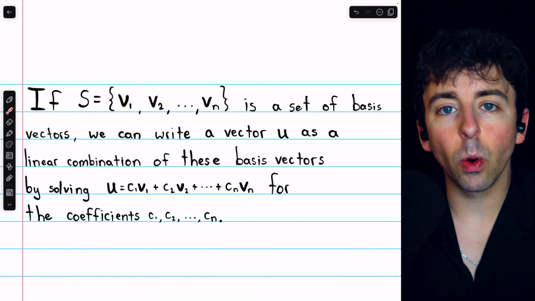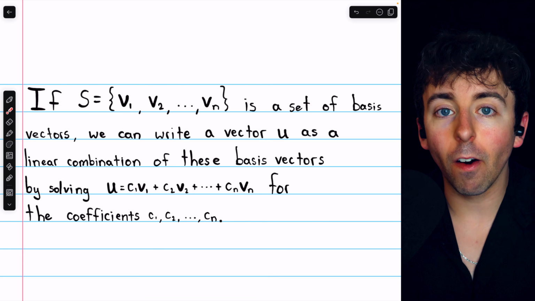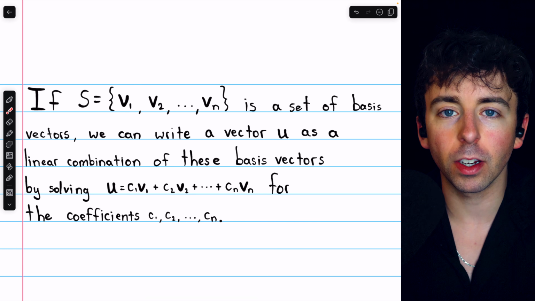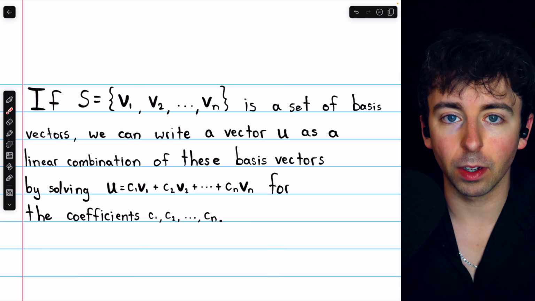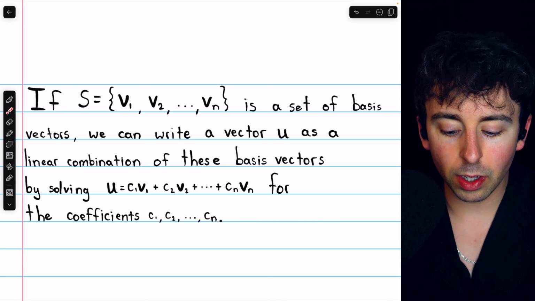Now, if we have an orthonormal basis for an inner product space, how do we write an arbitrary vector from that space as a linear combination of those orthonormal basis vectors? Or how do we write the coordinate vector relative to that orthonormal basis? Well, we could do it the old-fashioned way.